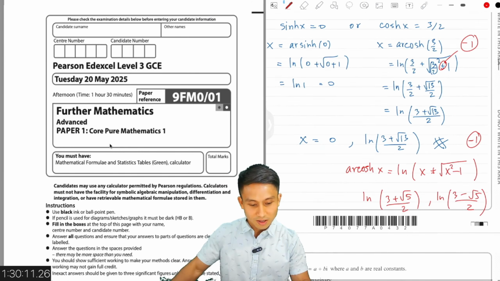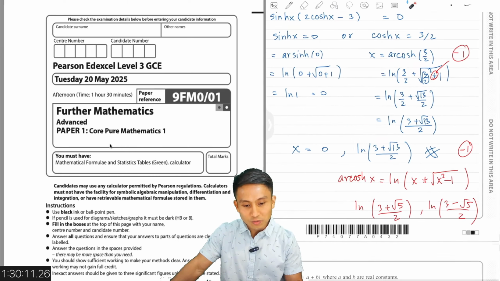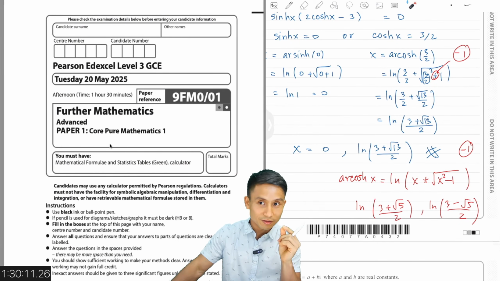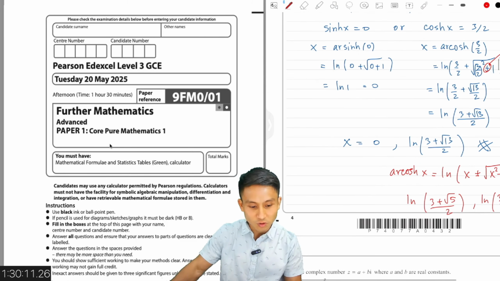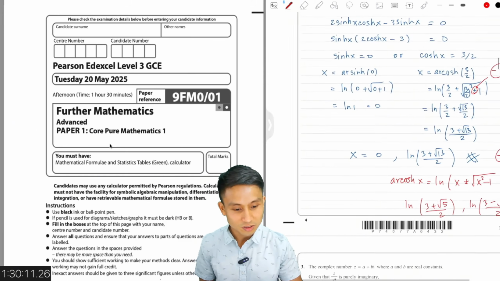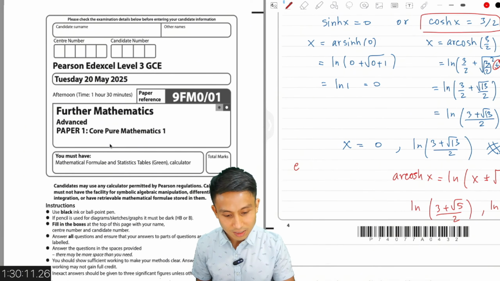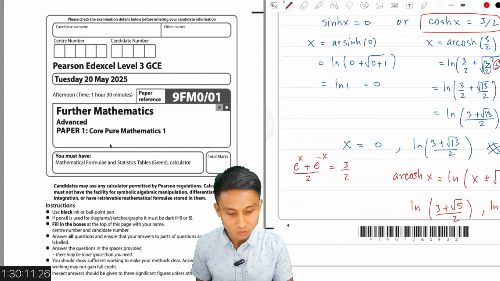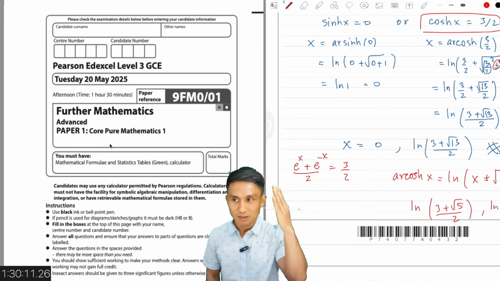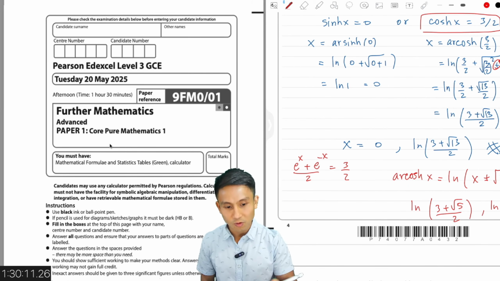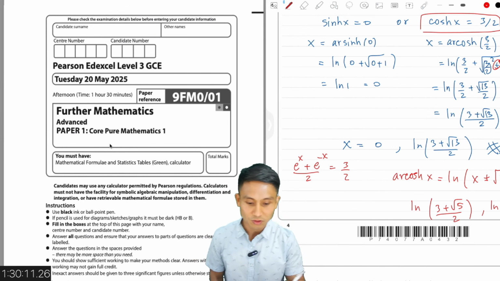Now, the answers, right, there should be 2 answers. I mean, if you use the formula sheet, there's only 1 answer when you do arc cos. But if you solve the quadratic, so let's solve the quadratic. If we solve this equation here, that's going to be e to the x plus e to the minus x over 2 equals 3 over 2, right? So if we put the exponential form of the cos x equals 3 over 2, we get this.